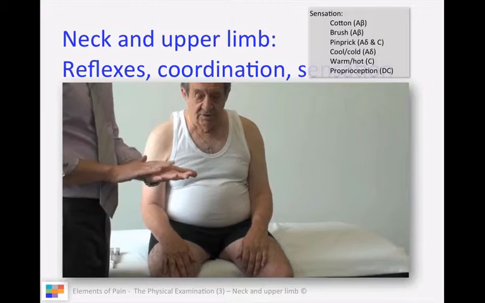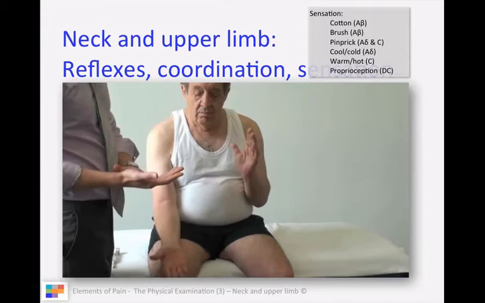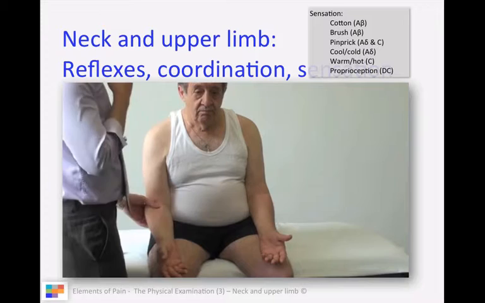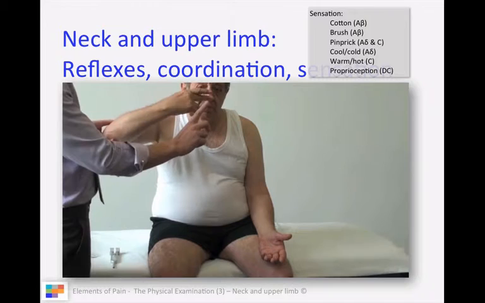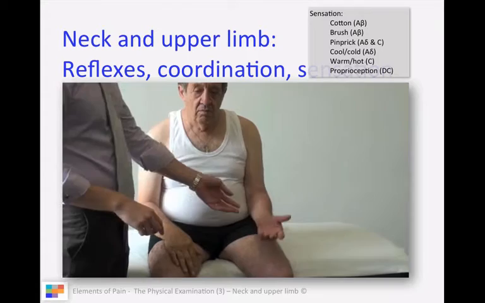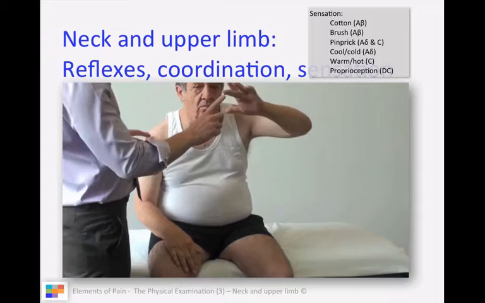You may not need to do coordination, but we'll go through it here for you. So just tapping, rapid alternating movements, both sides, and then nose-finger coordination. So you're looking for dysdiadochokinesis and past pointing. Keep the elbow up. Remember, it's for those patients on high doses of sedative medications, alcohol, antidepressants, opioids. If you look for it, you'll find it.